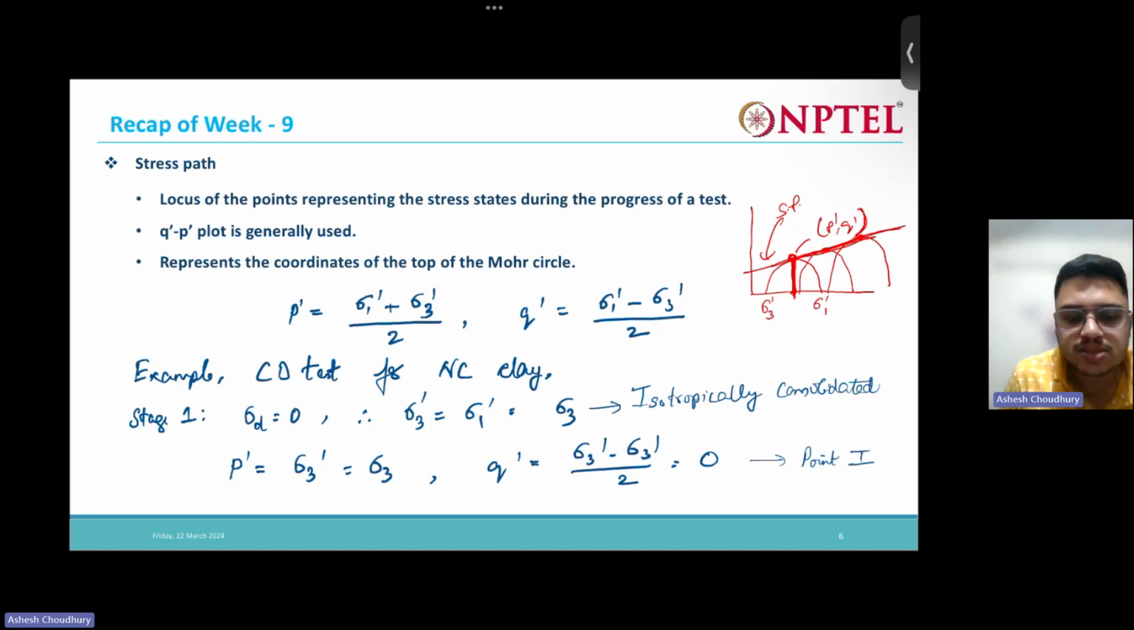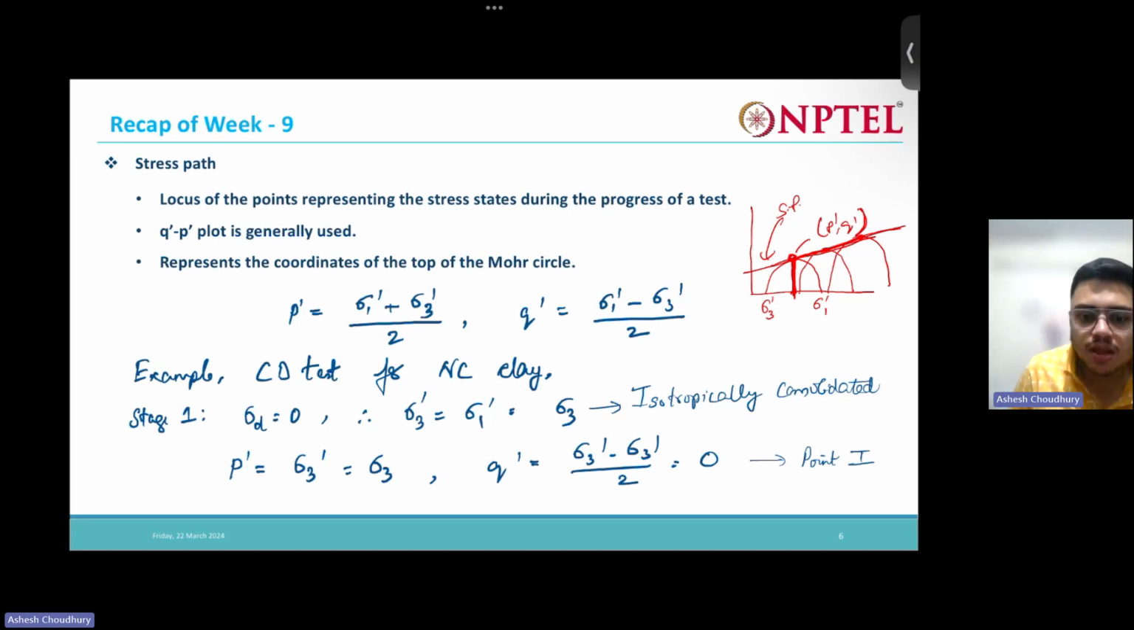So sigma 3 prime equal to sigma 1 prime equal to sigma 3, because we are isotropically consolidating. All around we are applying sigma 3 pressure. With this fact, if we write p prime, p prime is sigma 1 prime plus sigma 3 prime by 2, so sigma 3 prime plus sigma 3 prime by 2 is nothing but sigma 3 prime or sigma 3. Here sigma 3 prime is equal to sigma 3 because excess pore water pressure is 0, as you are allowing drainage to occur.